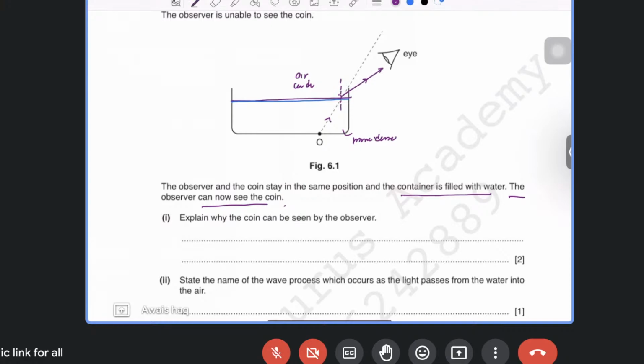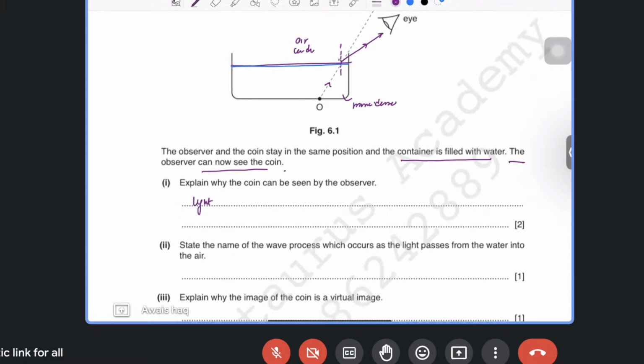Do you guys understand this? So we're going to say light moves from denser medium to less dense, so it bends away from normal due to refraction. All right, any question, please let me know.